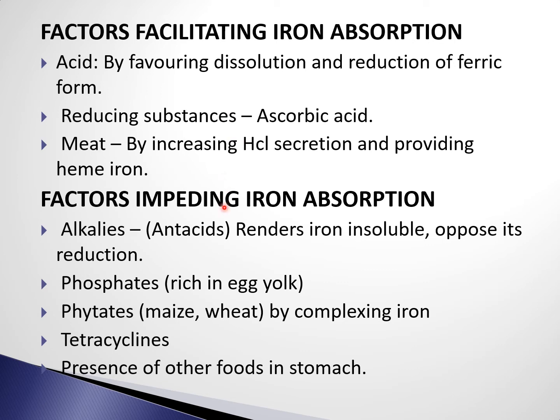Now what are the factors which will impede iron absorption? Alkalis, which are generally antacids, will make iron insoluble and oppose its reduction. Phosphates, phytates and tetracyclines basically chelate iron. The presence of other foods in the stomach is going to hamper absorption of iron.